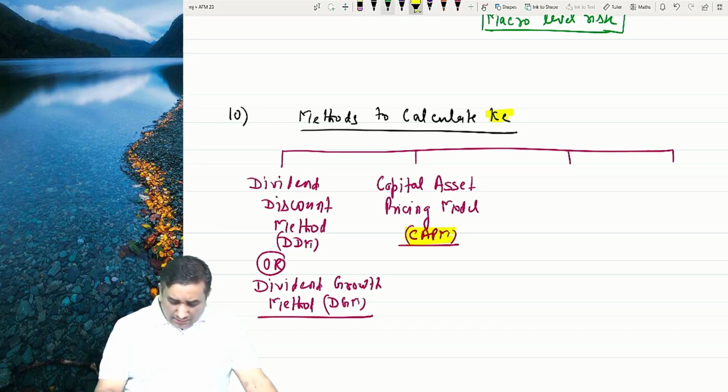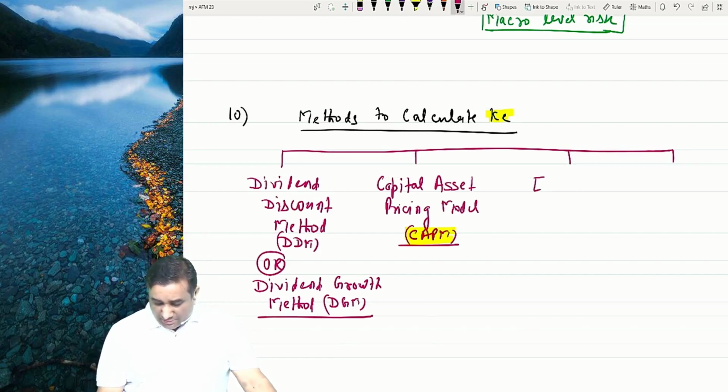Any other method you remember? We'll put down a small formula. The way we have based on dividend, it can be on the earnings yield basis also. Earning yield. Now the moment I write earning yield, my formula becomes: yield is with respect to what? Price. So it will be EPS divided by price into 100.